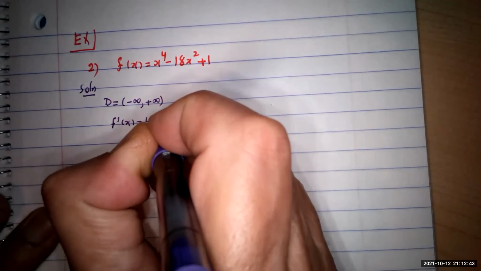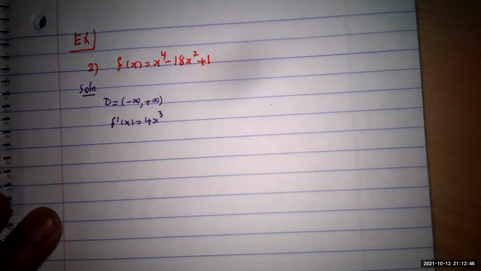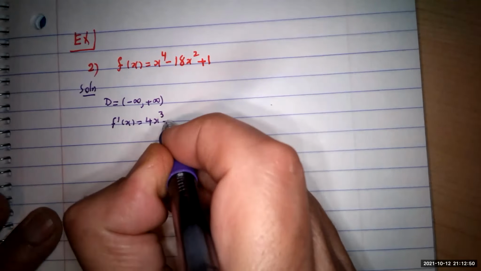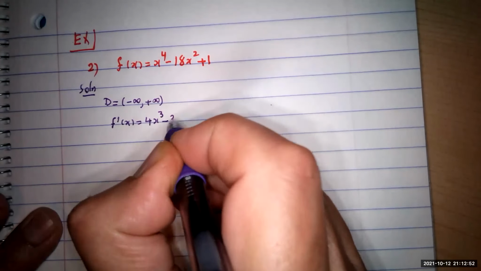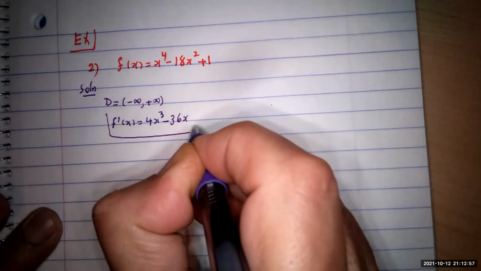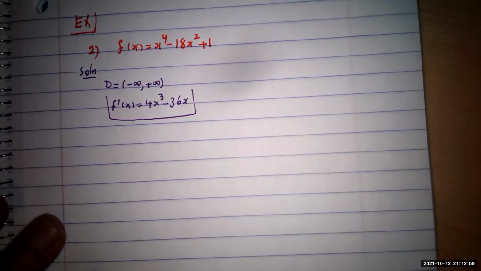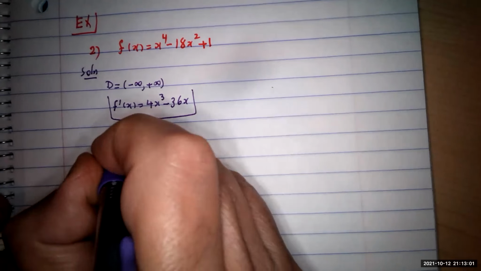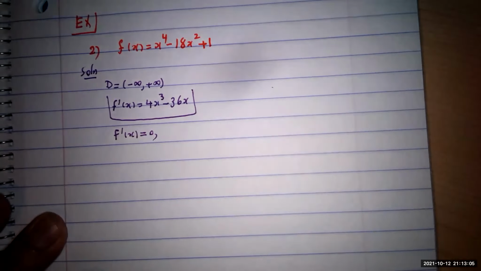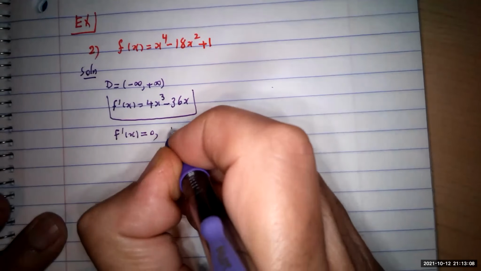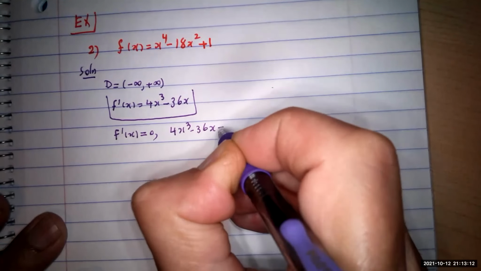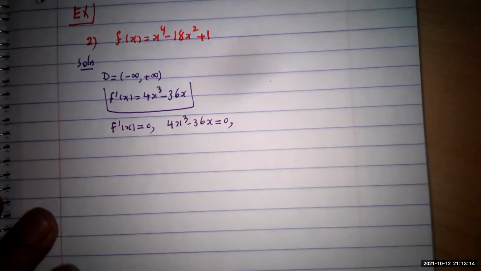Now you know why we were working on these problems. Okay, it's going to be 4x cubed minus 36x. That's your derivative. Double check the derivative. Make sure you don't make any mistake here. You keep it. You let it equal zero. There is an equation that you have to solve. Okay, it's cubed, so you have to use factoring to solve it. What's the common factor?